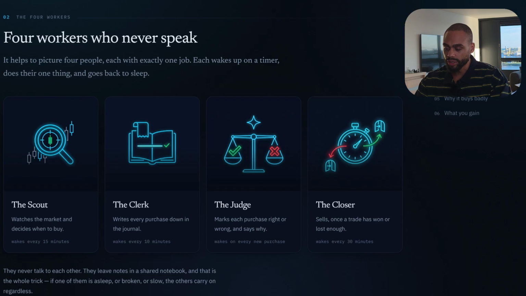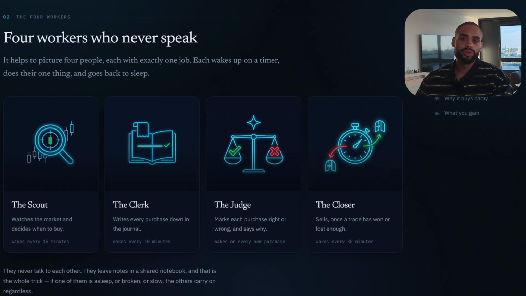Secondly, we have the clerk, which writes every purchase down in a journal. And this journal is a Neon database running in the background. Thirdly, we have the judge, which is the AI, and the AI is going to mark each and every single trade as valid or invalid based on a specific setup you give it.